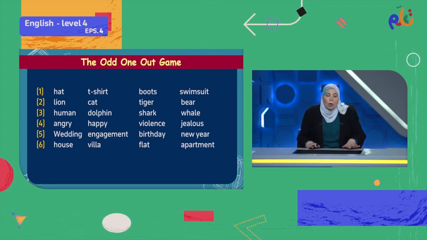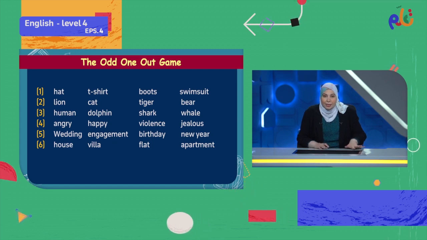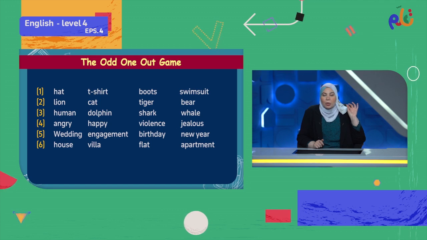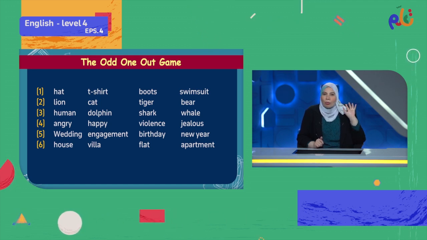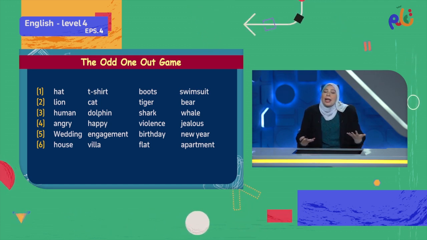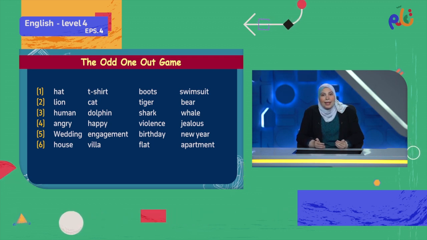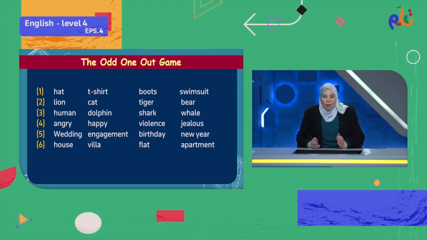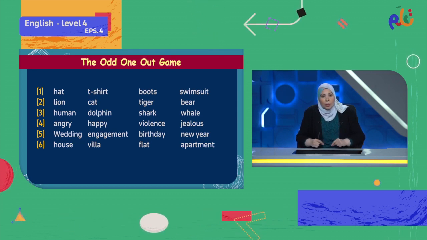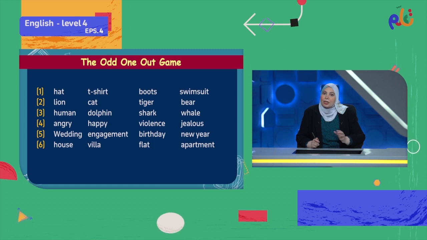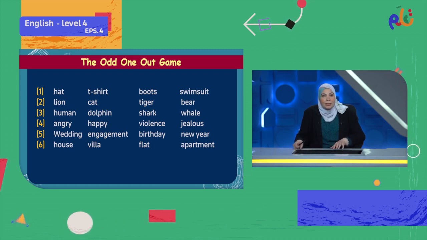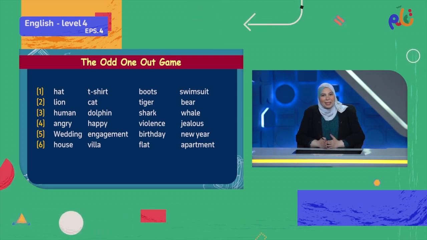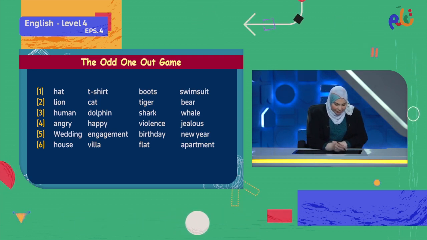And in this game, we don't have right or wrong answers. So odd one out, which means we're going to choose a word which is different from the group. And you can choose any word. The important thing is the reason. Why is it the different one? So we're going to read groups of words and we're going to think together which one might be different, and the important thing is why. So let's take a look at the first group of words.